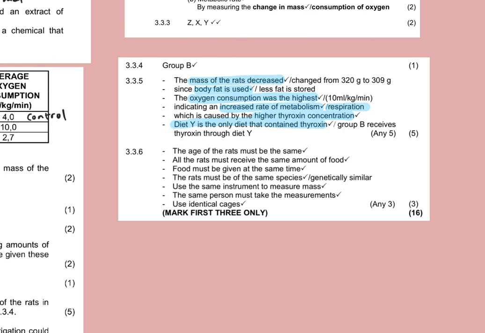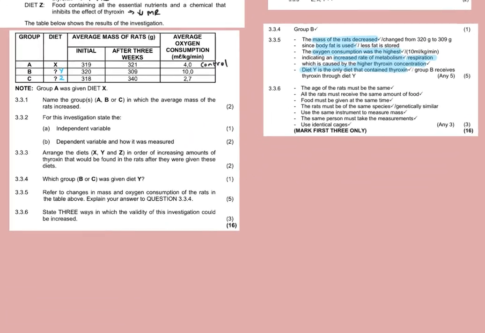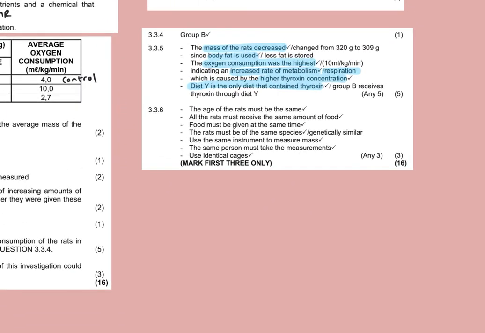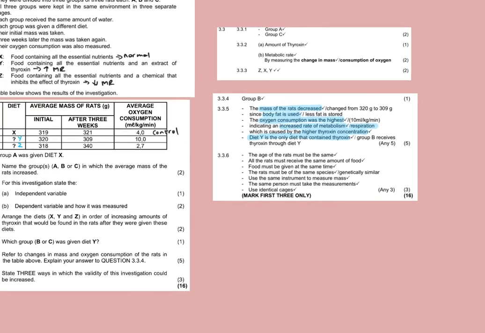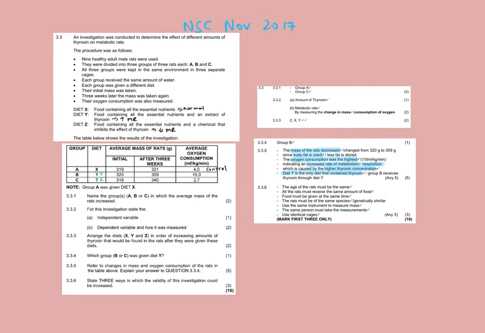And then, what are ways to ensure validity? It's all about the fixed variables, keeping things the same. Age of the rats, the same amount of food, same time the food is given, same species of rats, same instrument to measure mass, same person taking the measurements, identical cages. So please pay attention to a question like this. It's really good practice.